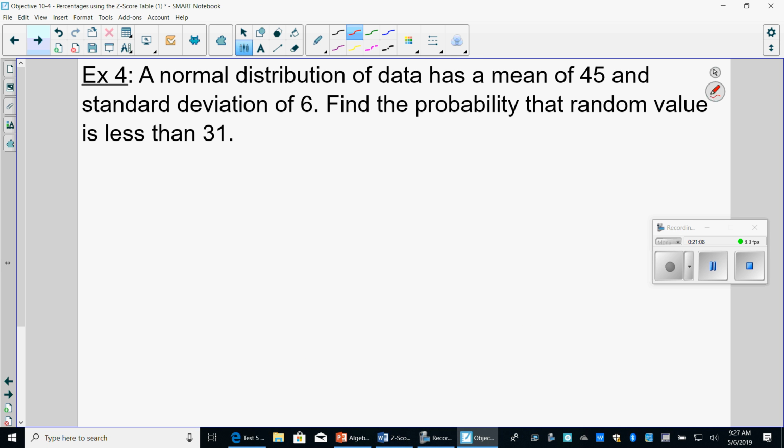Okay. So, you try this one. Notice that the question says, what's the probability? So, no big deal. I just don't want you to do what? I want you to leave it as a decimal. Just leave it as the decimal. Okay, find the probability that a random value is less than 31.